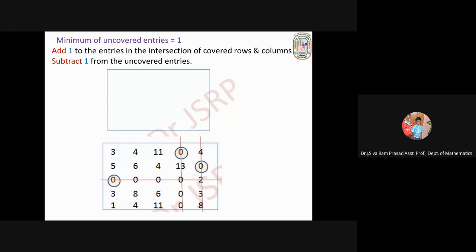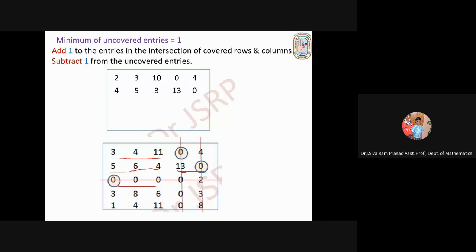Right, next table. So here 3, 4, 11 are uncovered entries. Subtract 1 from these. 3 minus 1, 2; 4 minus 1, 3; 11 minus 1, 10. And 0, 4 remain the same, since they lie in the covered column only. Next, 5, 6, 4 are uncovered entries. 5 minus 1, 4; 6 minus 1, 5; 4 minus 1, 3. And 13, 0 remain the same, in the covered column only.